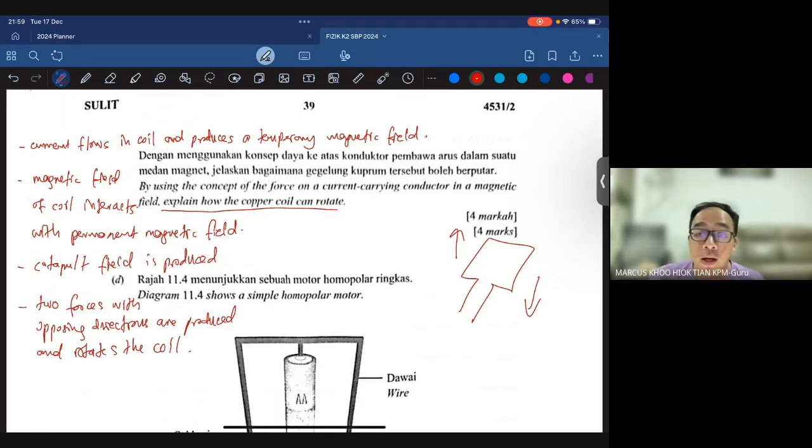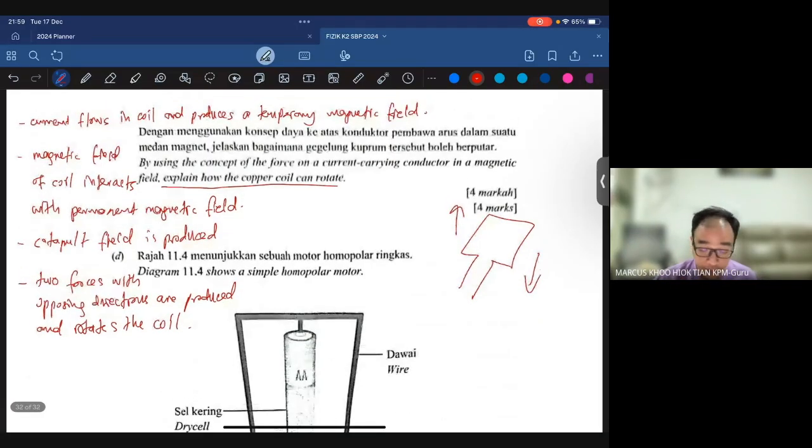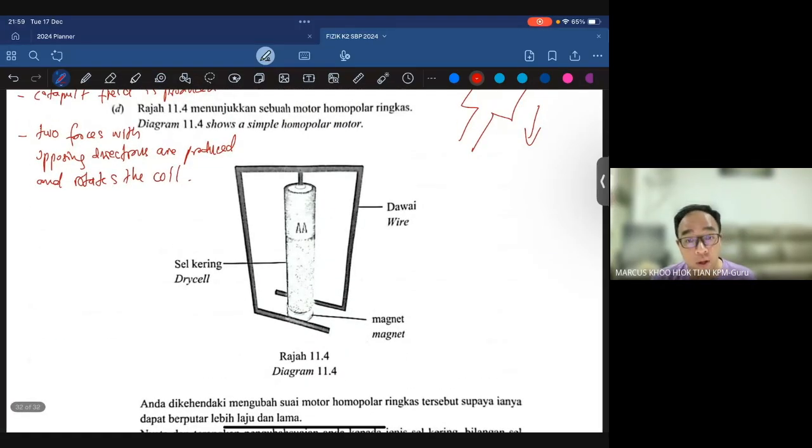4 marks. Okay, last question. Let's hang in there. It's 10 o'clock, so we can end a little bit early. Okay, homopolar motor. We have not seen this question. This question is in your textbook. We always talk about this homopolar motor, but we have not seen a question like this in SPM yet. So in case it's your lucky year, it's a good thing we're discussing this.